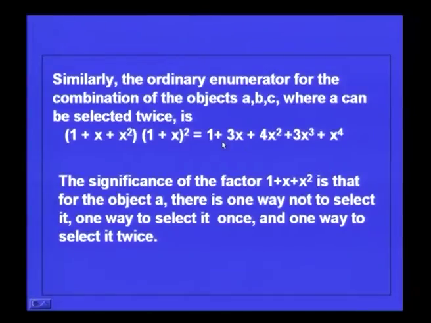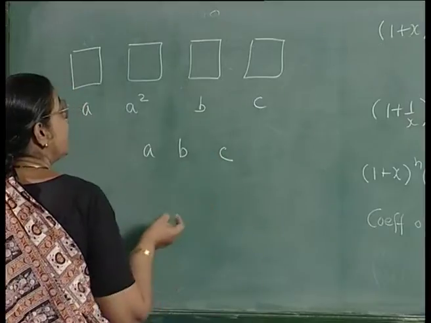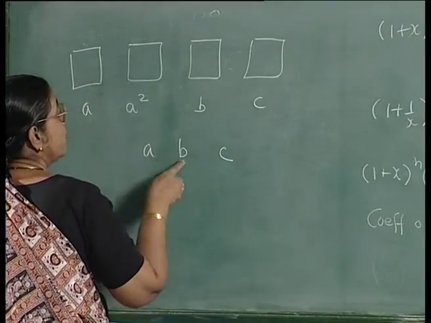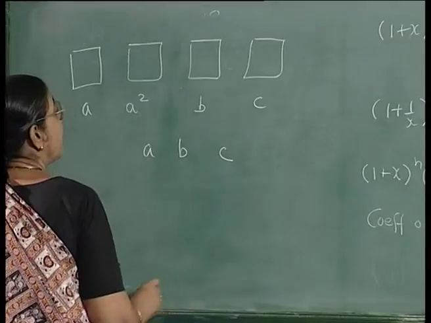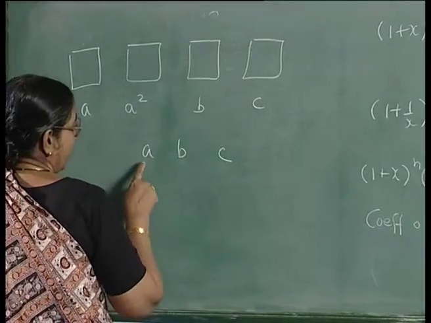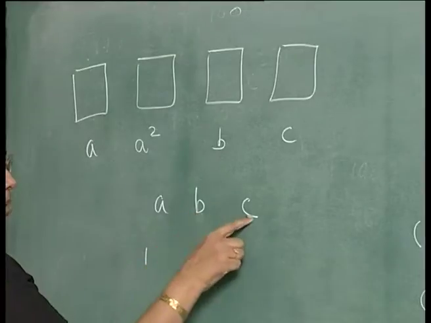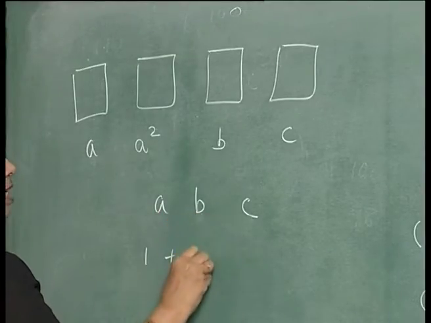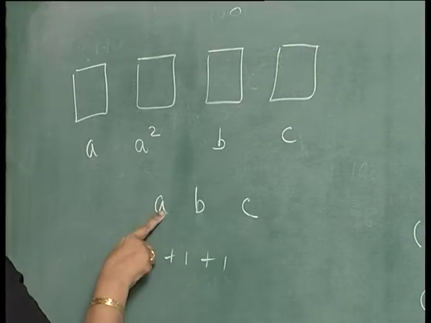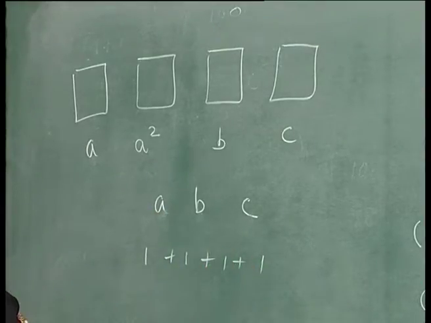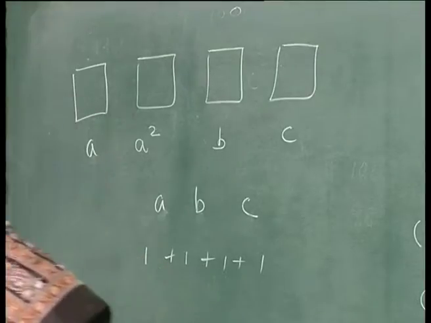So, the number of ways of choosing one object out of 3 objects A, B, C, where A you can select twice, is 3. If you have 3 objects A, B, C, the number of ways of selecting one of them is you can choose A, you can choose B, you can choose C. The number of ways of selecting 2 of them is you can choose A, B, that is 1, you can choose B, C, that is 1, you can choose C, A, that is 1. A can be selected twice. If it is selected twice, that gives you 1. So, totally it is 4, and that 4 represents that.